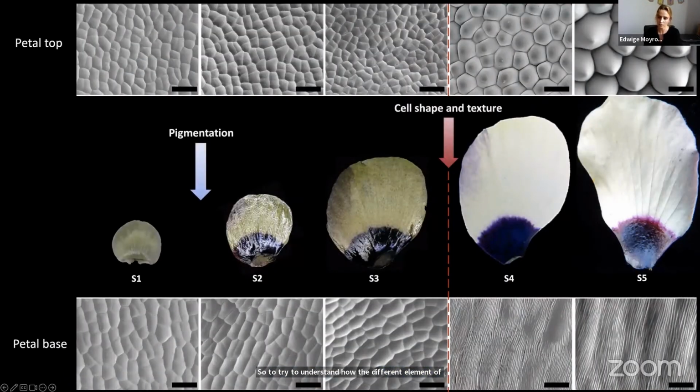So to try to understand how the different elements of this bullseye came about during development, we looked at dissected petals, and what we found is that the first sign of bullseye patterning appeared at what we call stage 2 of hibiscus flower development. And at that stage, it's only a difference in pigmentation. The differences in cell shape and texture come much later during development. And at stage 1, the petal appears completely unpatterned.